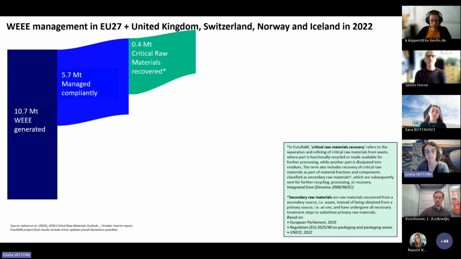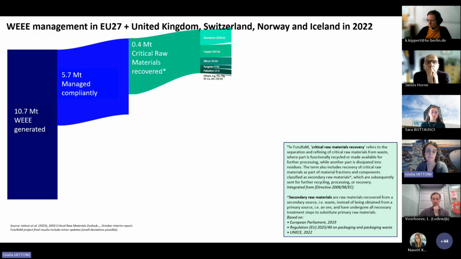Following WEEE treatment, approximately 0.4 million tons of critical raw materials could be recovered, including, among others, 160 kilotons of copper, 200 kilotons of aluminium, 12 kilotons of silicon, 1 kiloton of tungsten, and 2 tons of palladium. And also some precious metals such as gold and silver, alongside with steel and other ferrous materials, could be recovered too. And here it is important to specify what is meant by critical raw materials recovered.